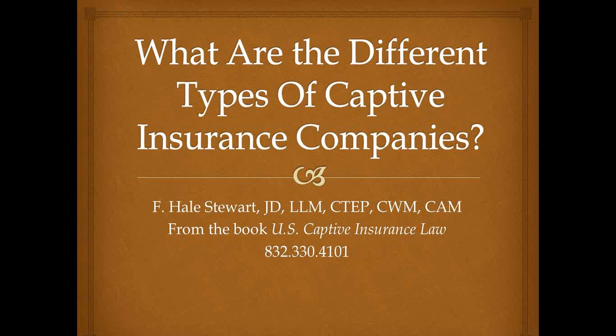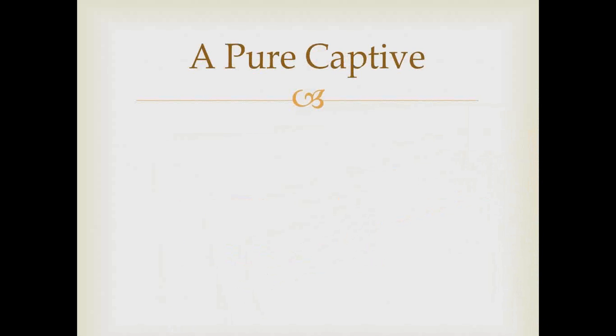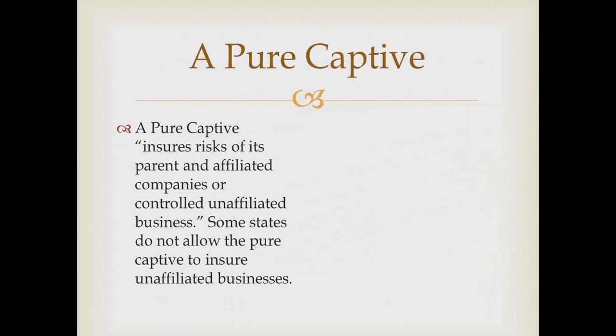Now I'm going to take you through the three most popular types of captive structures, beginning with a pure captive. A pure captive insures risks of its parent and affiliated companies or controlled unaffiliated businesses. Let's suppose you have a manufacturing company that's vertically integrated, and for some reason you also own a restaurant. Under this definition, you could insure all those entities through a pure captive. However, some states do not allow the pure captive to insure unaffiliated businesses. In that situation, the restaurant couldn't purchase insurance from the captive.